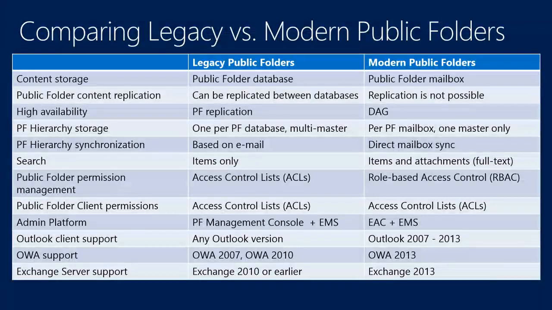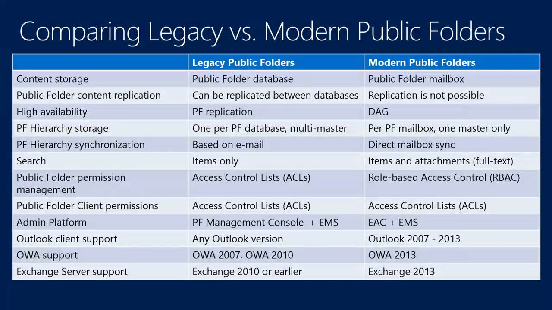I already explained that the content is stored in a public folder mailbox, not in a database anymore. The replication is not possible. The high availability stack is used, it's not public folder replication anymore. A benefit, for example, is the search. Search is now based on FAST. So items and attachments are indexed full text, so basically you can search also the attachments. However, it's still limited to one public folder search. So you cannot search across all your public folders. It's only by public folder.